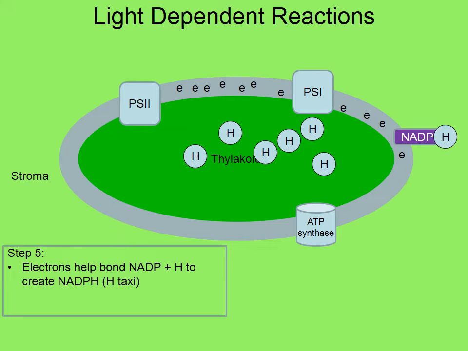You know, a taxi is designed to pick a person up at one location and drop them off at another. NADPH is called a hydrogen carrier, a hydrogen taxi. It's going to pick up a hydrogen and it's going to take the hydrogen to another location where it will ultimately play a role. So when we go on to the light-independent reactions in a few moments, we'll see the role of NADPH.